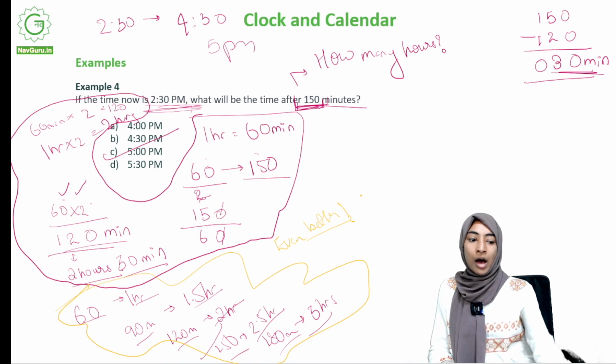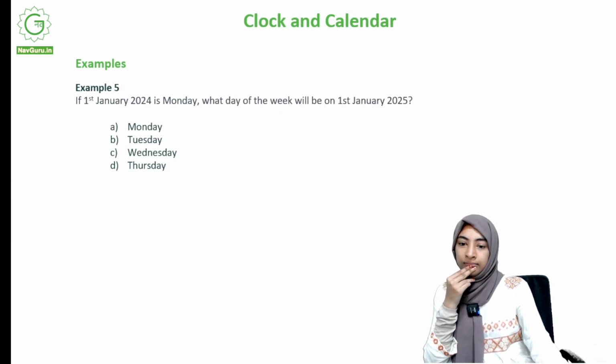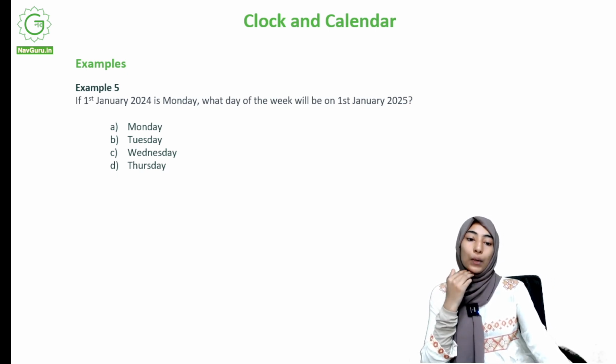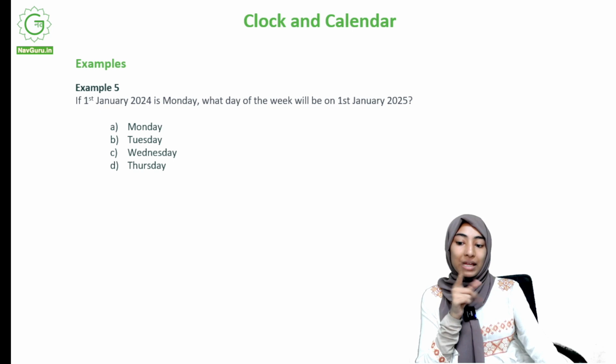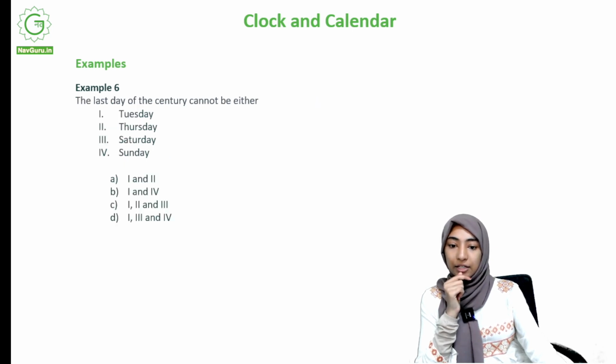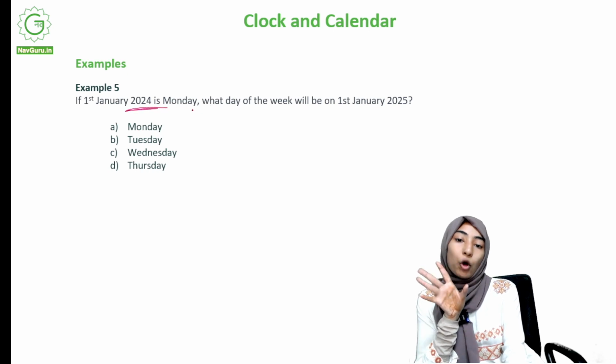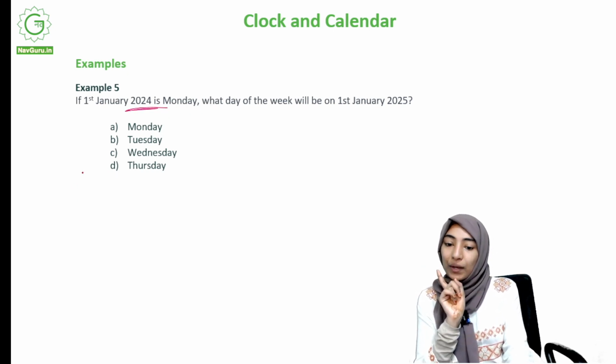Okay, moving on. Now we have example 5. If 1st January 2024 is a Monday, what day of the week will be 1st January 2025? This is the question I told you about, where I said, basically you have a leap year. Now there's a question for you guys. Do not look at your notes, okay?